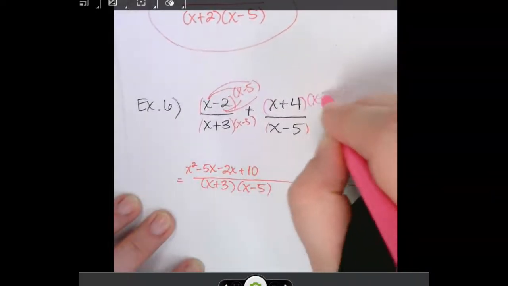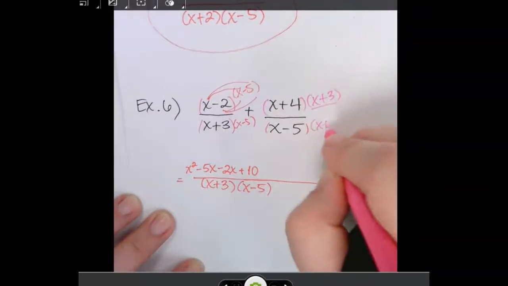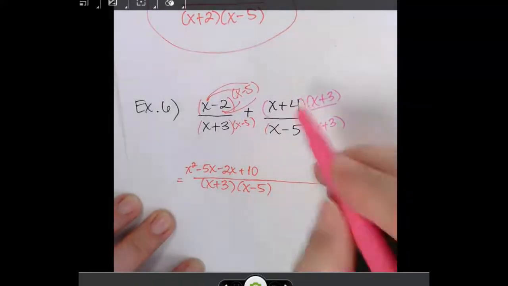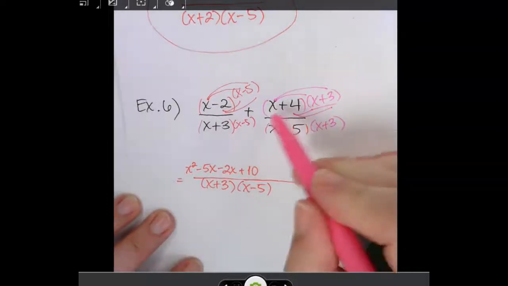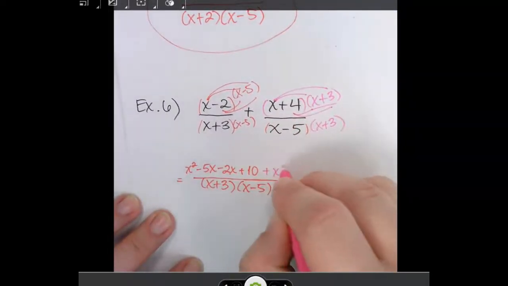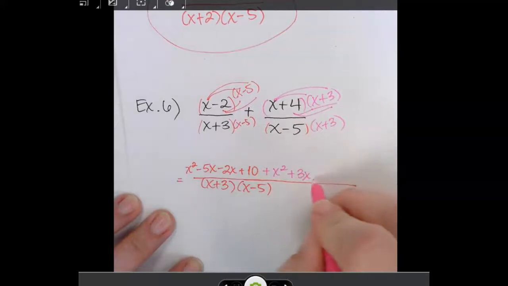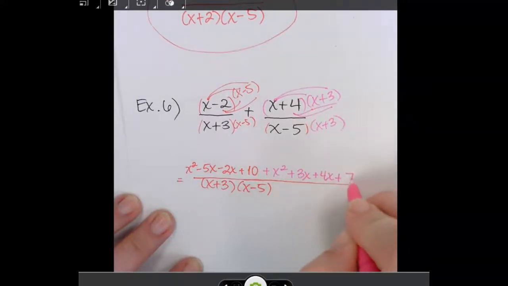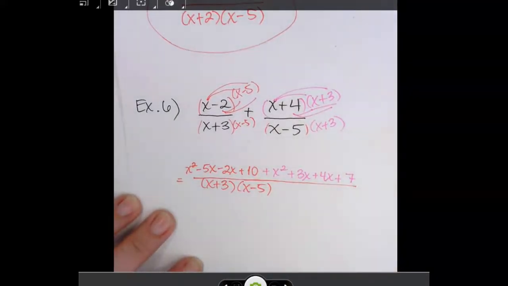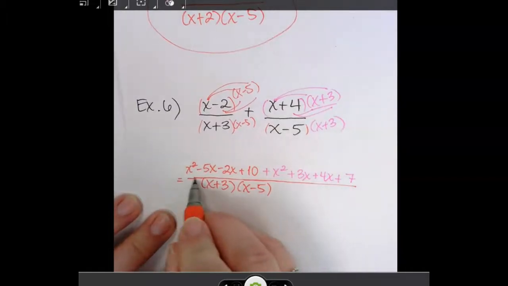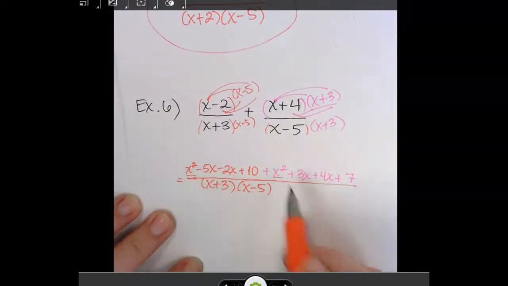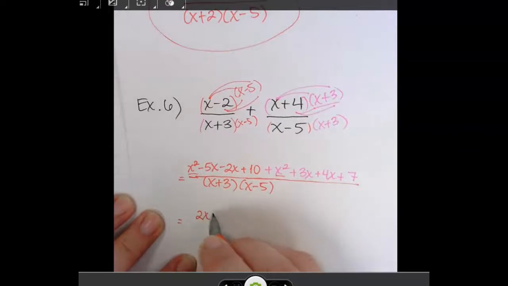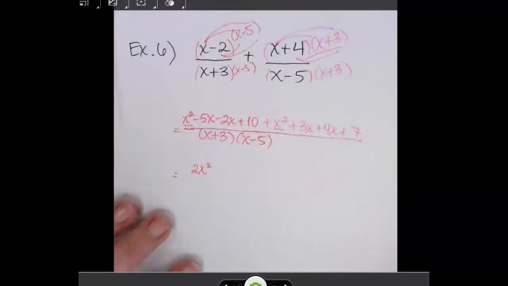So I need to multiply the second rational expression by x plus 3 over x plus 3. So again, using the distributive property, or FOIL if you use that abbreviation, when I multiply this out, I'll get x squared plus 3x plus 4x plus 7. Okay, so now I can take a look at all of my like terms and see what I have. So there's 1x squared here and another x squared here. Those are like terms. So I can combine that. That's 2x squared because there's 2 of them.